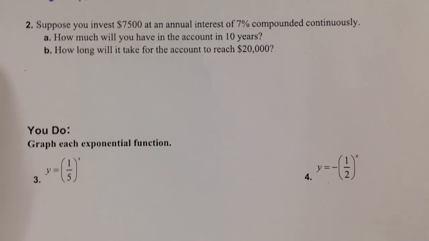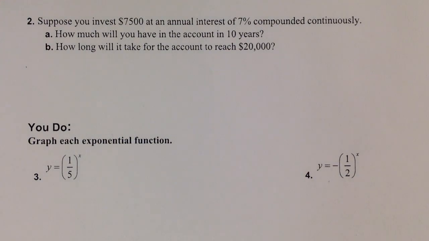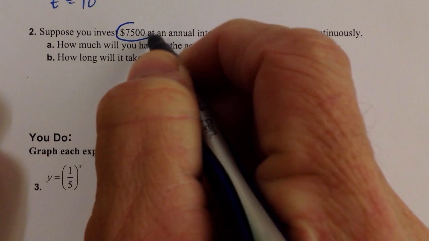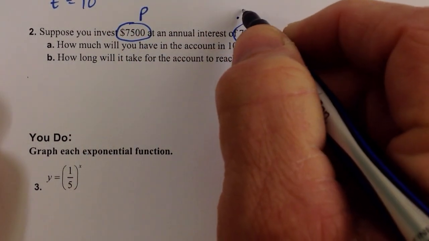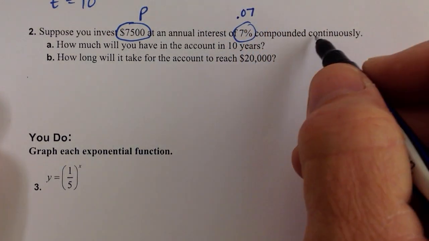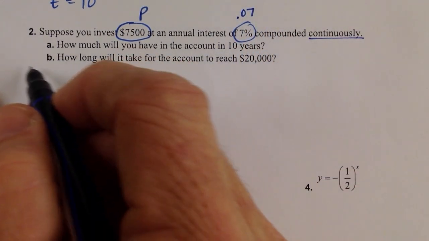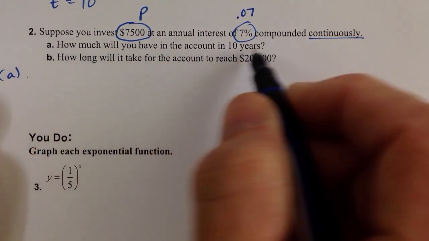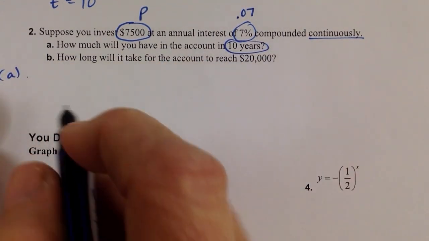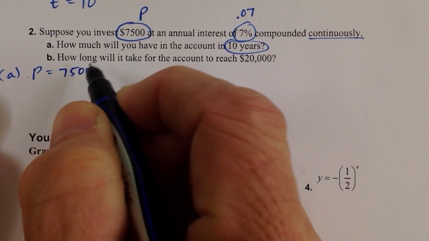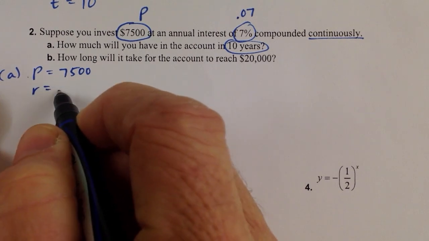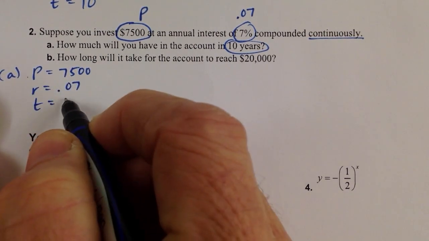You might want to pause the video and see if you can do this next one on your own. So example 2, suppose you invest $7,500. Again, that's our initial investment, that's the P value. 7% as a decimal is 0.07, and it's compounded continuously. Part A is how much will be in the account at the end of 10 years. Well, that's the T value of 10. So P is 7,500, the R is 0.07, and the T is equal to 10.